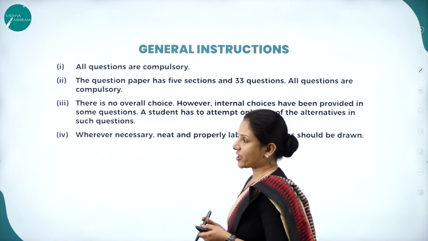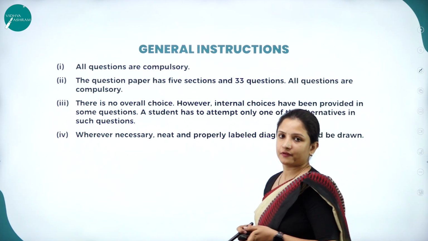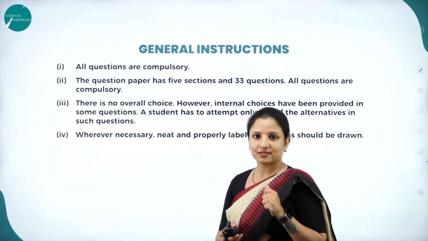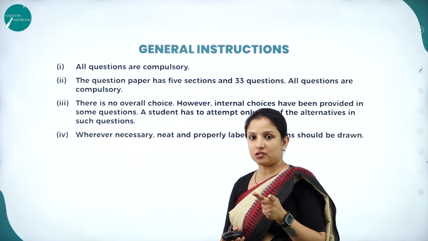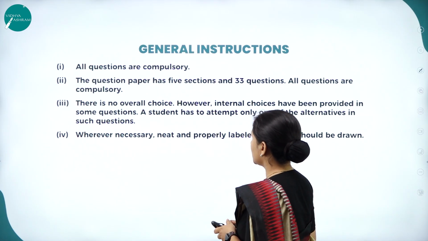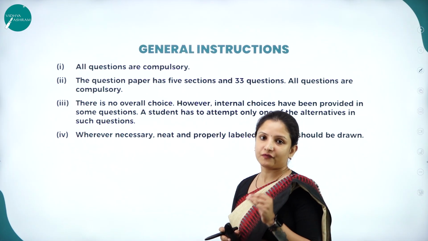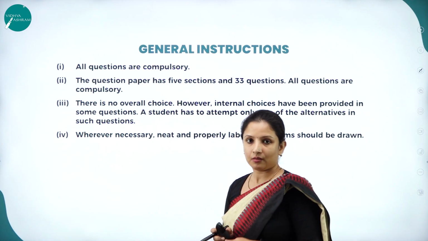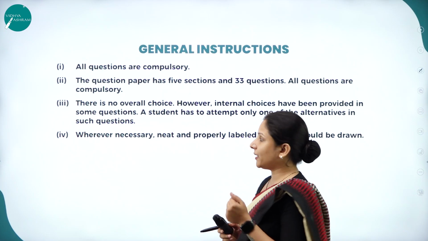Next, talking about the question paper, some general instructions will be given in the question paper which you need to follow. So all the questions are compulsory. Wherever there is internal choice, there only you can choose and write. Otherwise, all the questions are compulsory. And the question paper is divided into 5 sections. That is A, B, C, D and E. Part A, Part B, Part C, Part D and Part E.